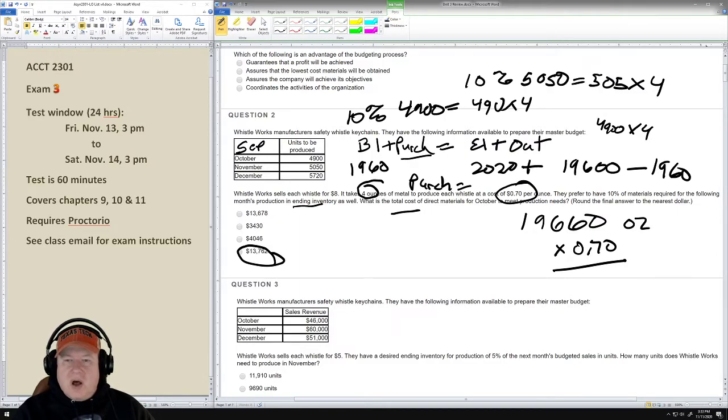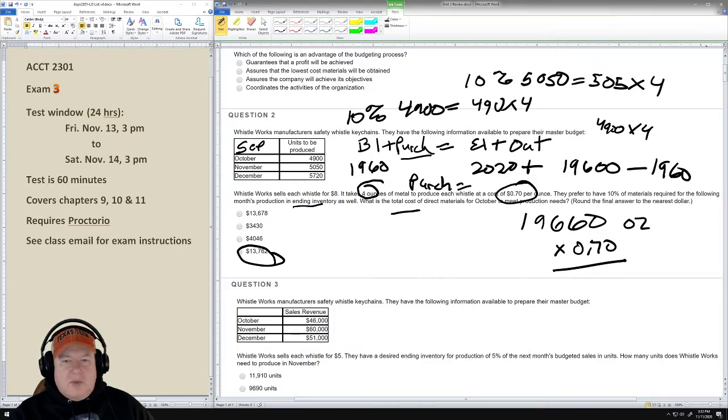13,762. So we do all this. We have to convert the units to the raw material, which is the 4 ounces per unit. And then once we figure out the beginning inventory, ending inventory, and whatnot, to figure out what's the total amount that we're going to purchase, we have to then multiply that by 0.7, which is the cost per ounce.